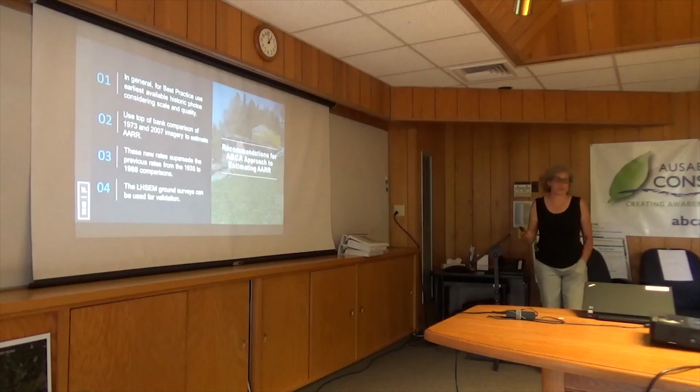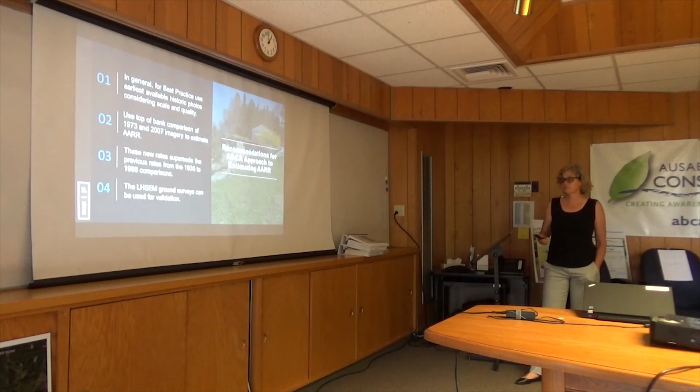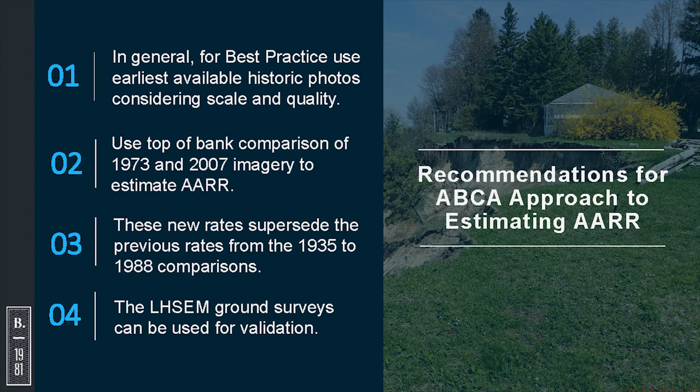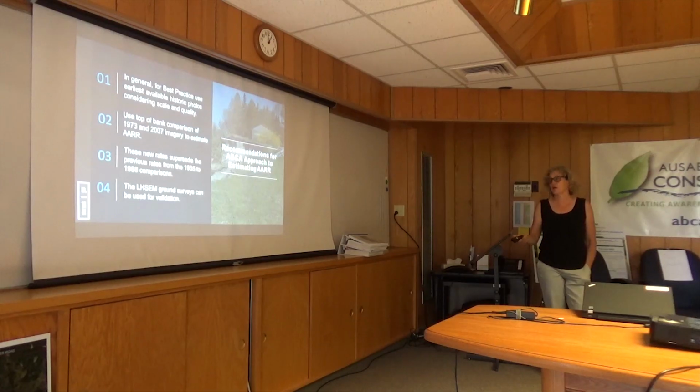So in general, the recommendations that we're making are that it's best practice to have the longest span between the two data sets that you can have. Use of the top of bank in the comparisons provides a better feature to pick off more accurately than use of the toe of bank. So we're recommending that because of the quality of the imagery, the 73 to 2007 comparison is the better data set to use. And those new rates would supersede the previous rates from the 1935 to 88 comparison.